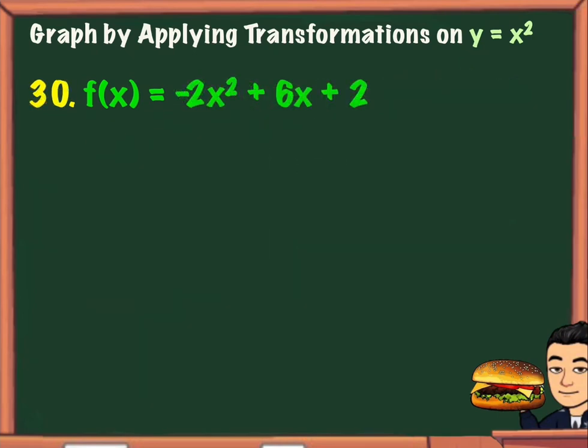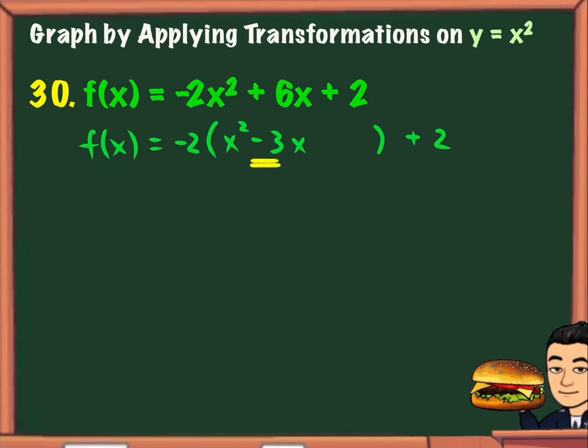Let's complete the square for number 30. Start with f of x equals, I'm going to factor out the -2 from the first two terms. So I'm going to write it as -2 multiplied by positive x squared minus 3x, put parentheses, leave a little space. I'm going to pull the positive 2 outside of the parentheses.